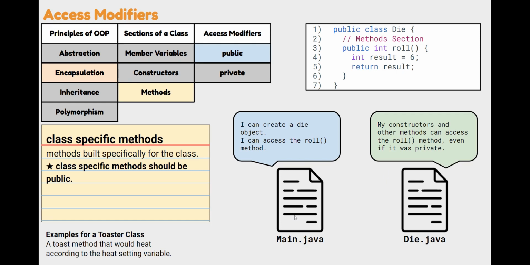We want somebody from a different class to be able to create a die object, and we want them to access the roll method. Still, inside that die.java file, everybody in there also has access to that method. The constructors, the other methods, everybody can access roll, even if it was private. It doesn't matter if it's public or private. Inside the class, we'll be able to see it.